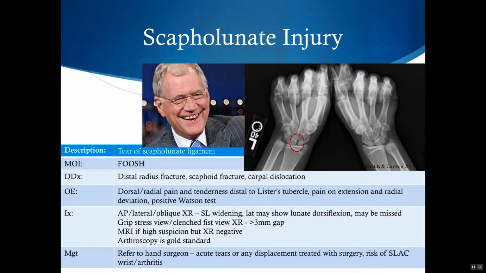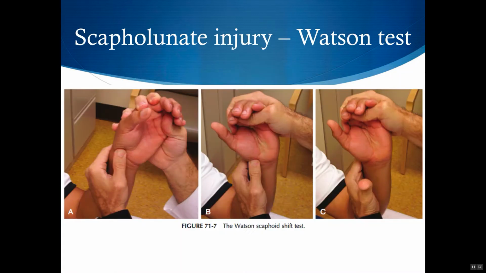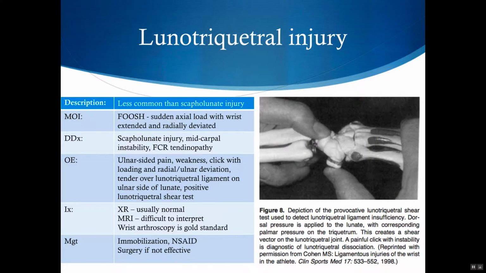X-rays might be normal in partial tears, and MRI is more sensitive, but arthroscopy is actually the gold standard for diagnosis. These are the steps in the Watson test to check for scapholunate instability. Start by placing your thumb on the palmar aspect of the scaphoid and apply dorsal pressure. Keep that pressure while you move the wrist from ulnar to radial deviation. A painful click is a positive test.